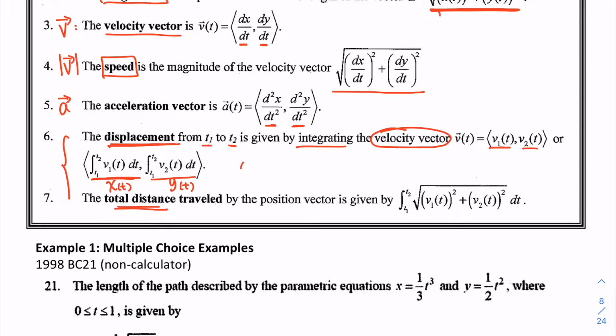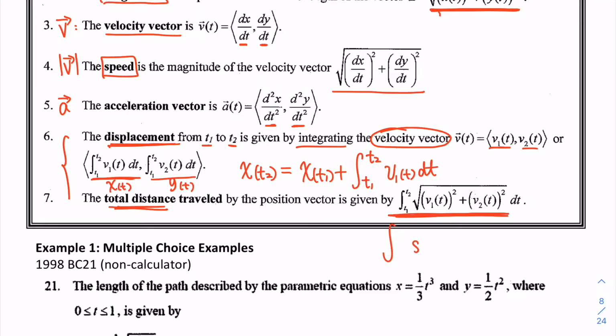So given x(t1), how do we get x(t2)? x(t2) equals x(t1) plus the integral from t1 to t2 of the rate of x, which is v1(t) dt. And the total distance traveled by the position vector is given by the integral of the square root of v1 squared plus v2 squared. This is the integration of the speed, which gives you distance, the same thing as the arc length formula.